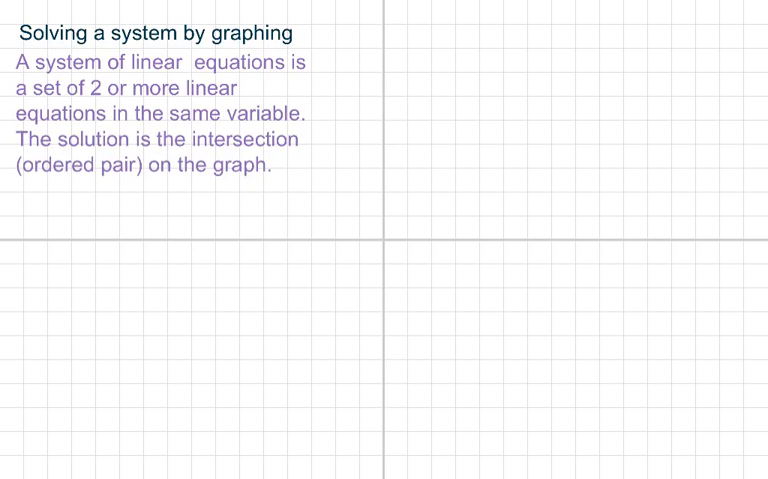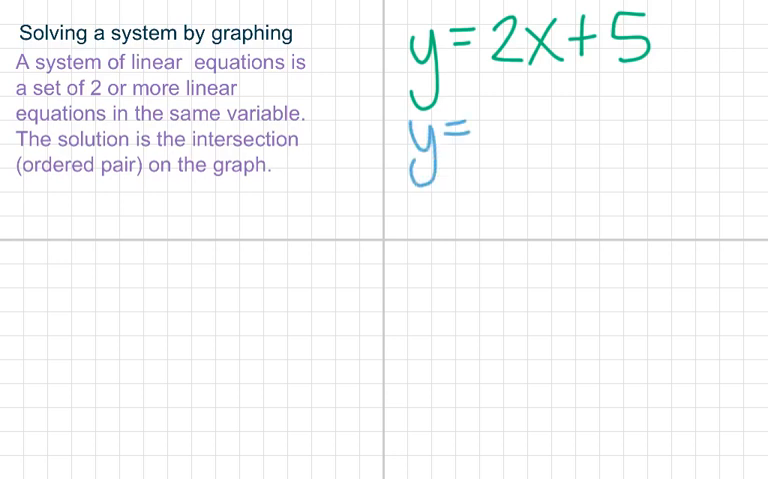So I'm going to give you two linear equations, and I want you to write them down and try to think about what steps you would take to start graphing them and see where you can find the solution. So your first one is going to be y equals 2x plus 5, and I'm going to do the next one in a different color. And then this one is going to be y equals negative 4x minus 1.